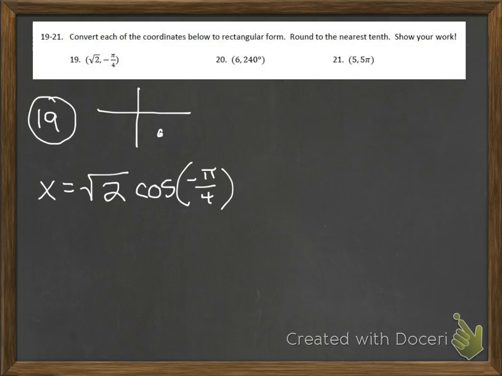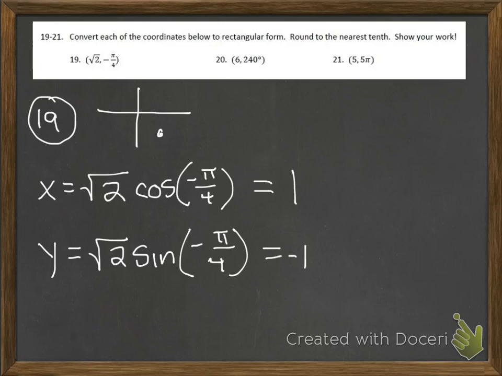X value is found by taking the radius times the cosine of the angle. Y value is found by taking the radius times the sine of the angle. And my final result for that is going to be 1, negative 1.